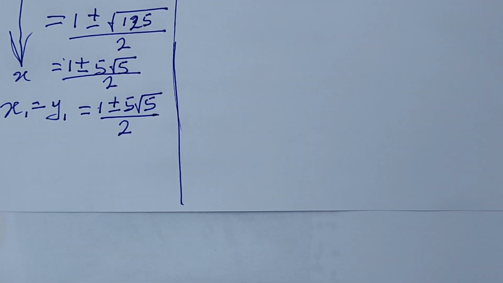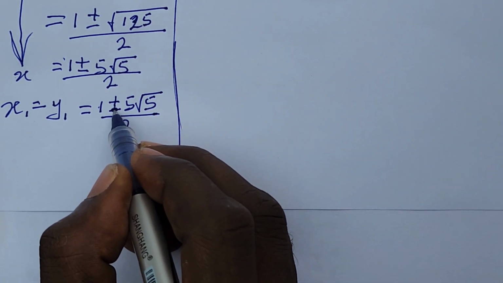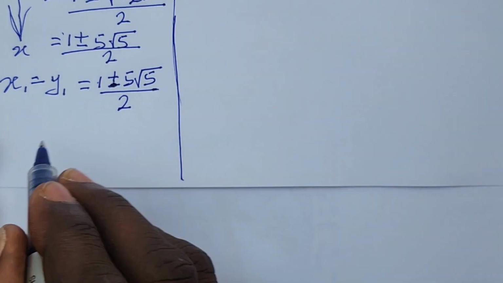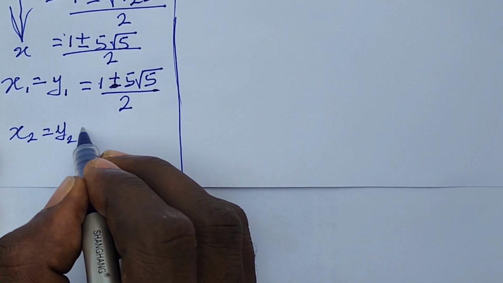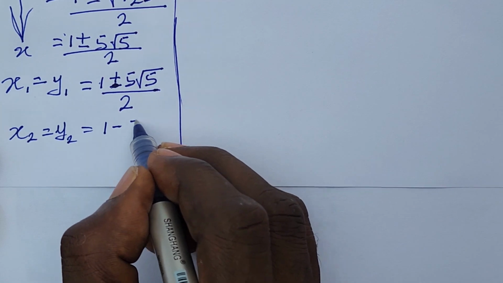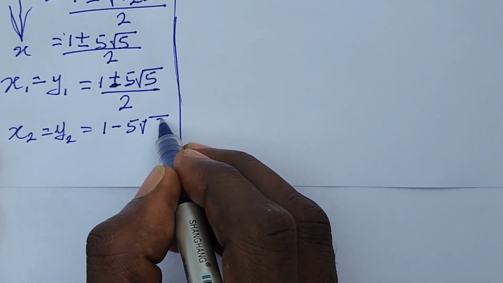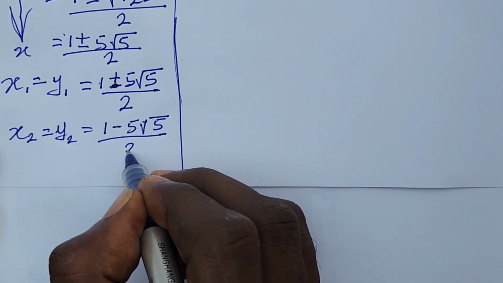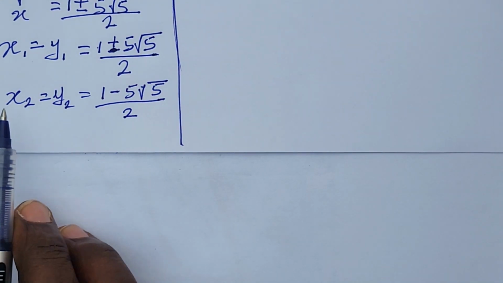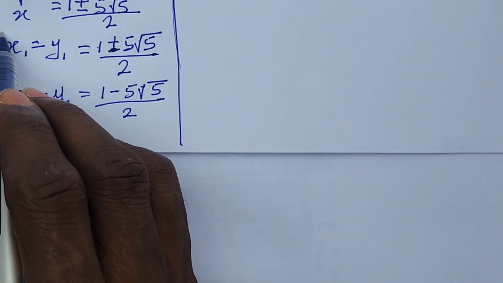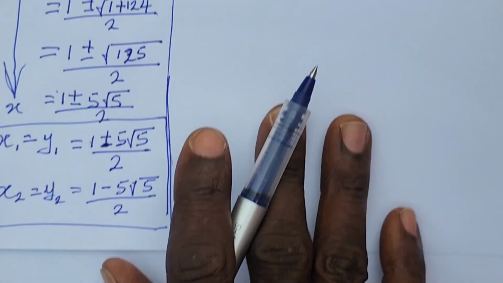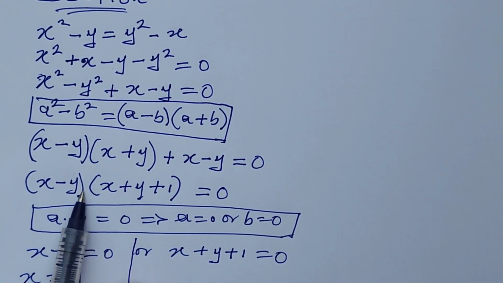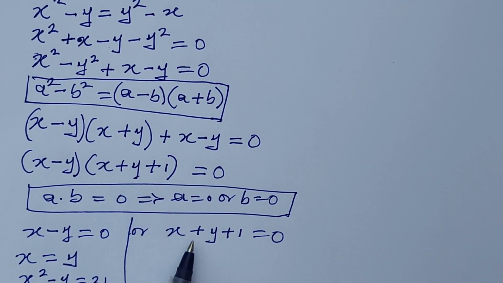Okay, so if we are to split this again, so let's cancel this out, and we take our x2 from here. We have our x2 is equal to y2, which is equal to 1 minus 5 into the square root of 5 all over 2. So this is our x1 and x2. Okay, so since we've gotten our x1 and x2 from the first expression here, let's look at the second side of the equation, which is this.